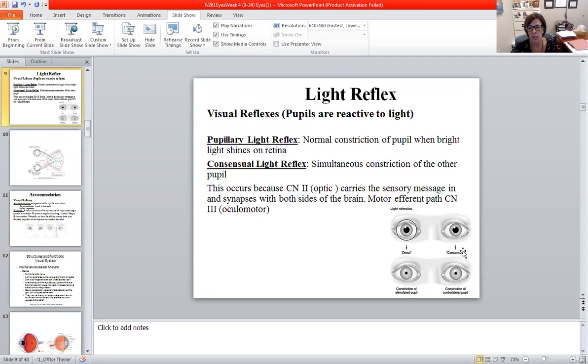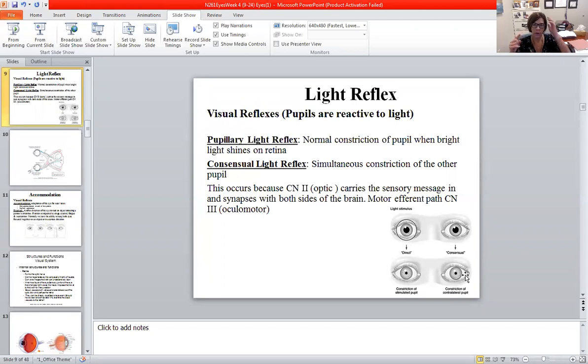So if you look at this, the pupils are dilated, and then as we bring the light over, the one will constrict, and then the other one will simultaneously constrict. So if we've measured that, and it does that, and you can be practicing that in the lab, we call that the light reflex. So the pupils are reactive to the light reflex.